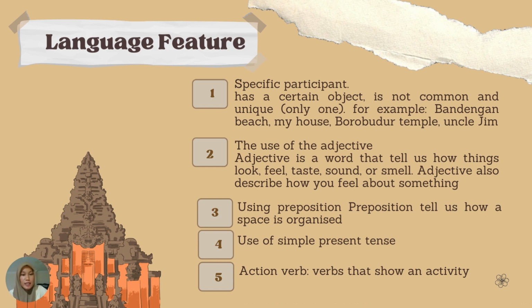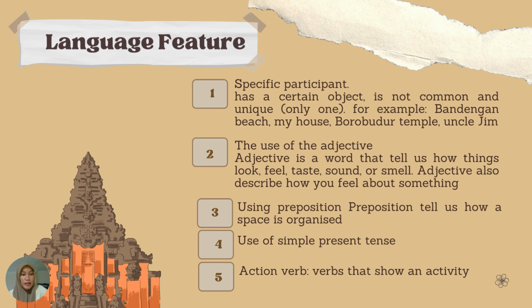And the second one is using adjectives. As we know, an adjective is a word that tells us how things look, feel, taste, and sound or smell. Adjectives also describe how you feel about something. For example, like small, big, narrow, pretty, and many more.